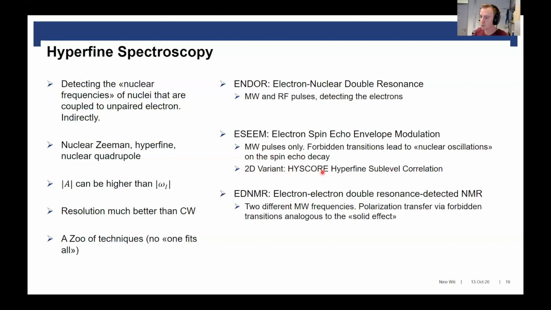And the last one, which is not used that much, but I think I included it anyway, is electron-electron double resonance detected NMR. There you have two microwave frequencies and basically use a polarization transfer via a forbidden transition. And in a way, it's the same as the solid effect, but instead of detecting the nuclei in the end, you detect an electron with a certain offset. But you basically already know how this works. That's why I put it in here.